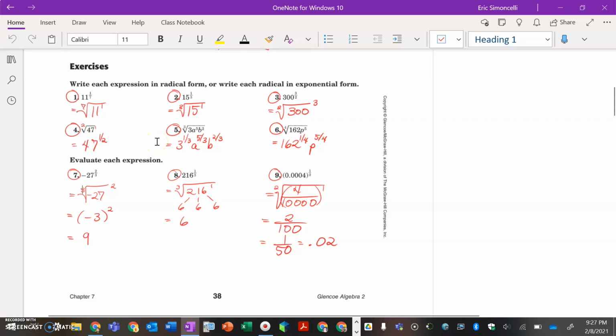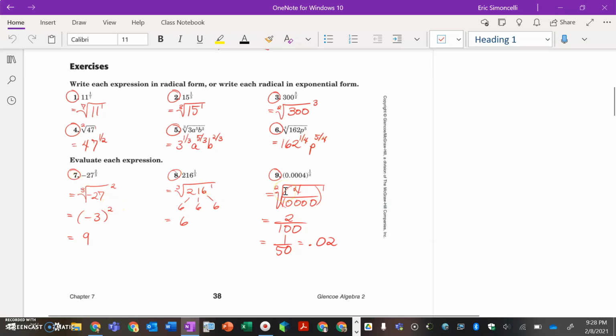Number 5. This is a cube root of this whole quantity, so individually 3 can be raised to the third. A to the 5th can be cube rooted, of course, such that it's now 5/3. And the same goes really with b squared, where b to the 2/3 is our exponent. On number 6, you see that same basic shape, so to speak, such that 162 is raised to the 1/4. Again, the 4th root tells us this, and then p to the 5th. In other words, the 4th root of that is in fact just simplified as follows: p to the 5/4 power.